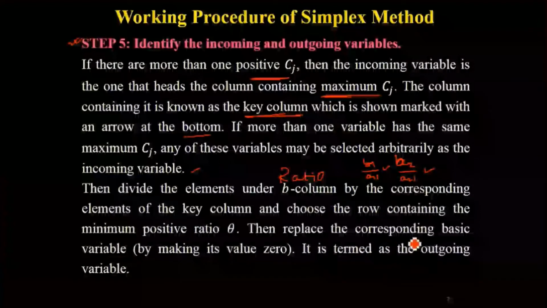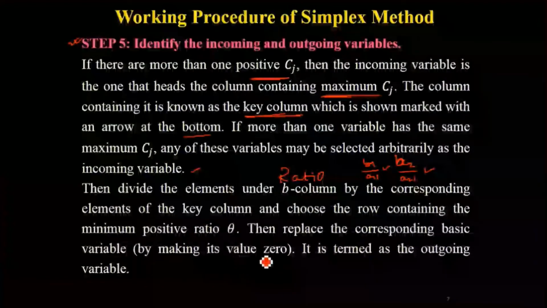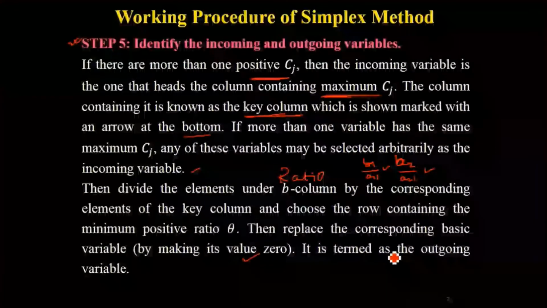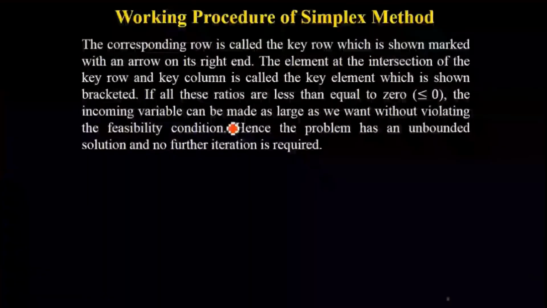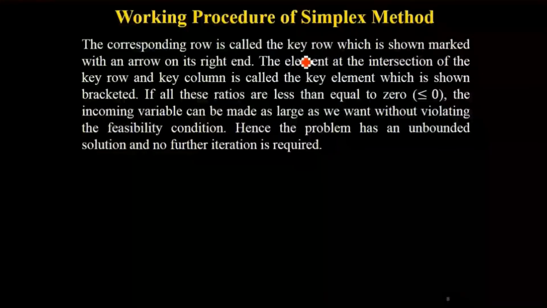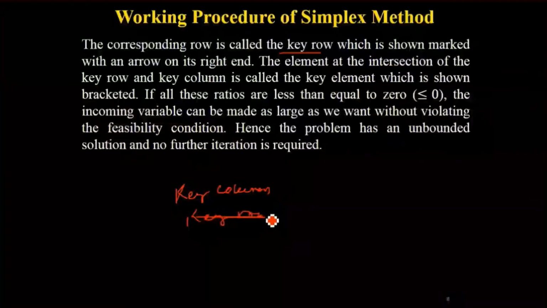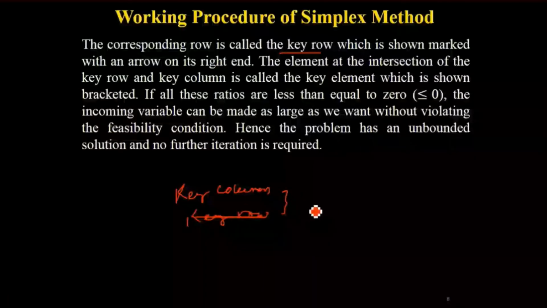Then replace the corresponding basic variable by making its value 0. It is termed the outgoing variable. First let us understand those things, then it will be clear. The corresponding row is called the key row. So one is the key column, another is the key row. The intersection of these gives you the element that will be the key element, which is marked with an arrow.